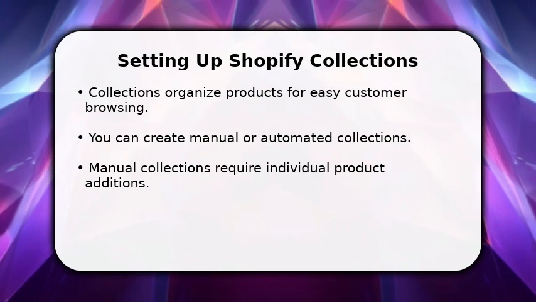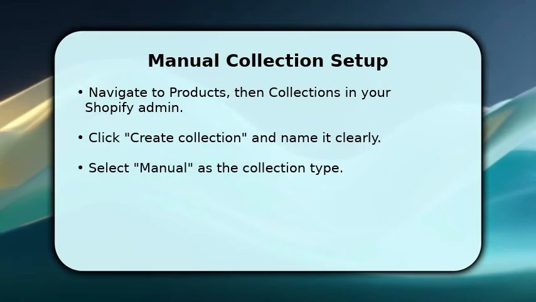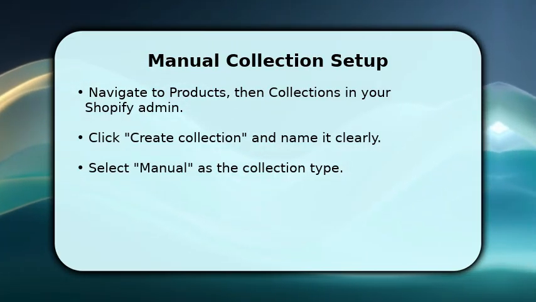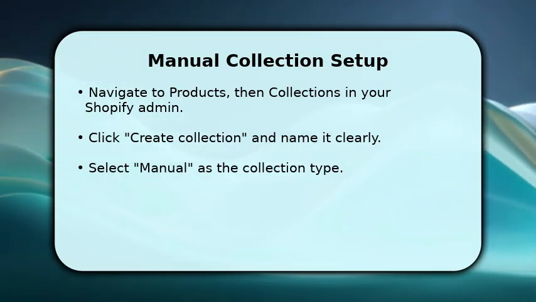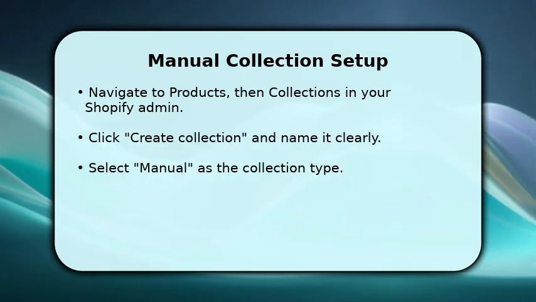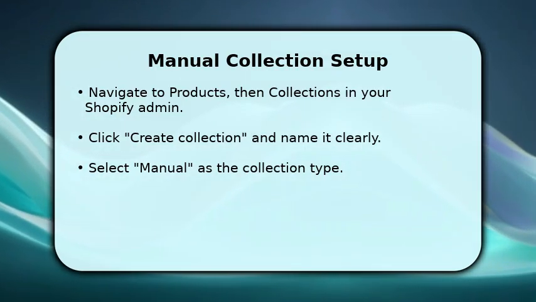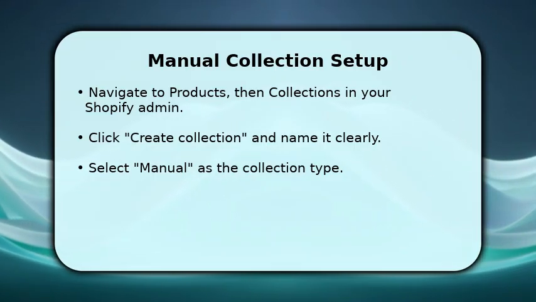for everyone. To create a manual collection, begin by logging into your Shopify admin and navigating to the Products section, then selecting Collections. Click the Create Collection button and give your new collection a clear, descriptive name. Crucially, choose Manual as the collection type. After saving, you can then individually add each product you wish to include, giving you complete control over its contents.